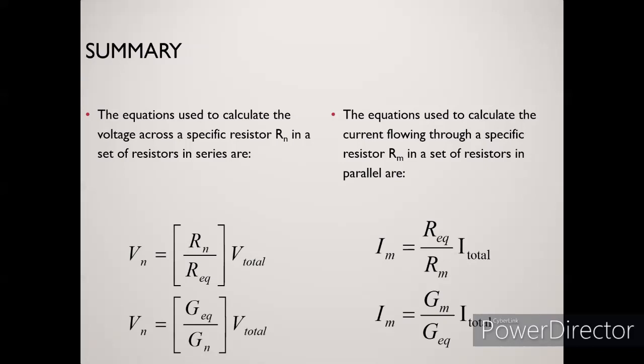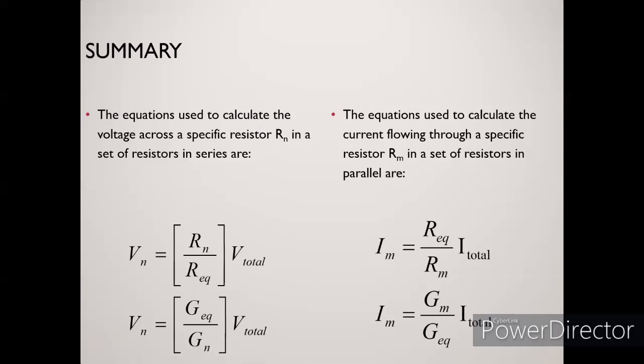Alright, so in summary, the equation used to calculate the voltage across a specific resistor in a set of resistors in series is Vn equals Rn over R equivalent times V total, and the equation used to calculate the current flowing through a specific resistor Rm in a set of resistors in parallel is Im equals R equivalent over Rm times I total. So that would be it.